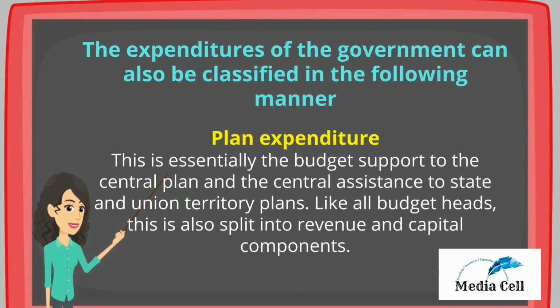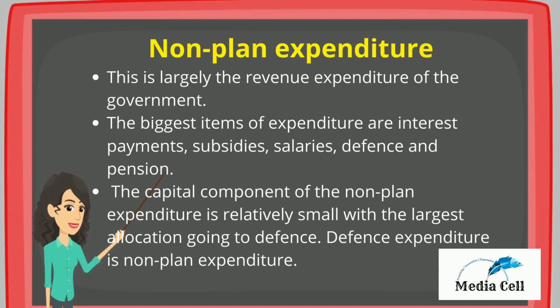Now, let's move towards the expenditures of the government. Plan expenditure. This is essentially the budget support to the central plan and the central assistance to state and union territory plans. Like all budget heads, this is also split into revenue and capital components. Non-plan expenditure. This is largely the revenue expenditure of the government.